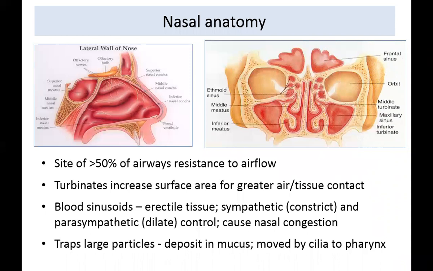Okay. The nose obviously can trap large particles. They get deposited in the mucus, and the mucociliary system moves them backwards to the back of the throat, where they can be swallowed. Okay. The other thing, oh yes, turbinate, not turbinates.